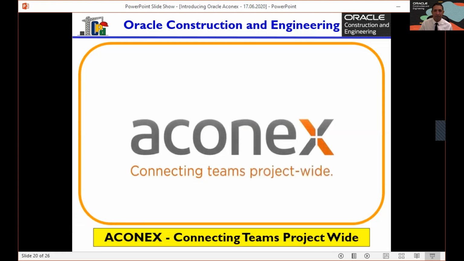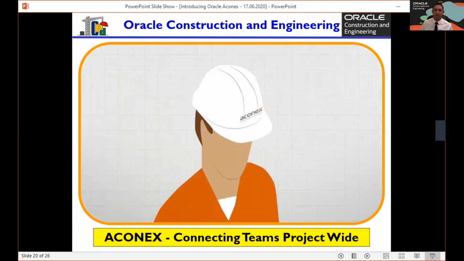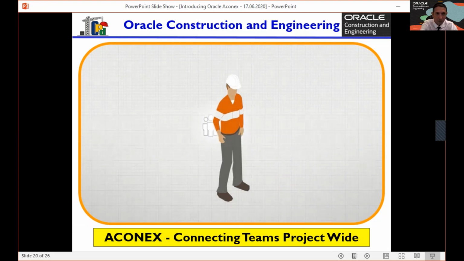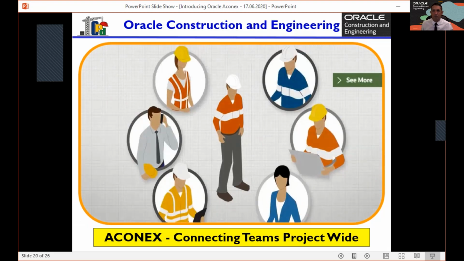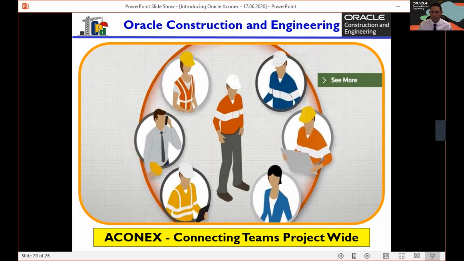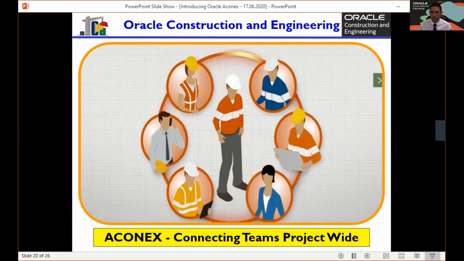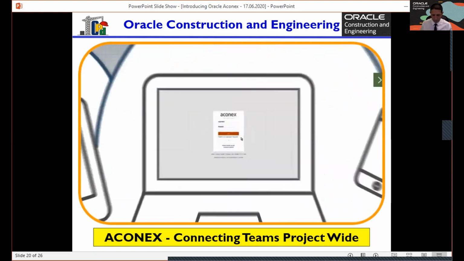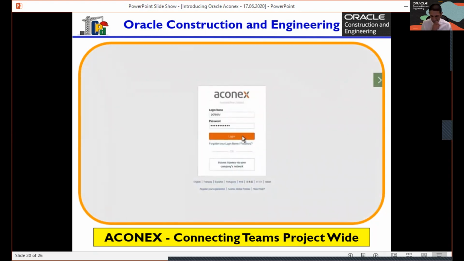We're about to start a new project, and that's going to involve a lot of participating companies, people, documents, 3D models, processes, and decisions. In this demo, we'll show you how to take control by connecting teams with a project-wide solution trusted by the world's largest construction and engineering projects. Because Aconex is in the cloud, all you need is a web browser and your login details to get started.